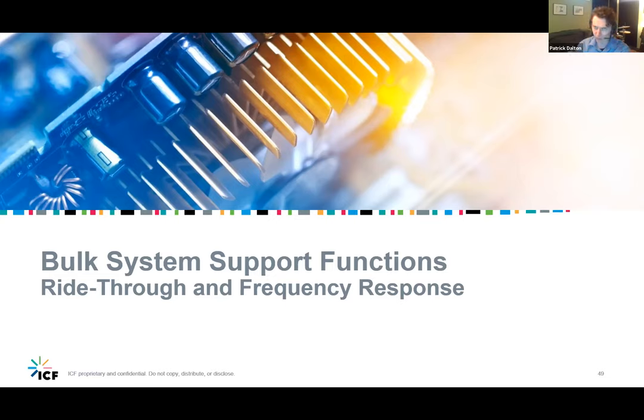Which is different than reactive power functions. We talked about like four different reactive power functions. Those are mutually exclusive. You can only have one reactive power function active, but you are able to stack on volt watt on top of any of those four reactive power functions. So yes, it's possible to have both of those activated at the same time.